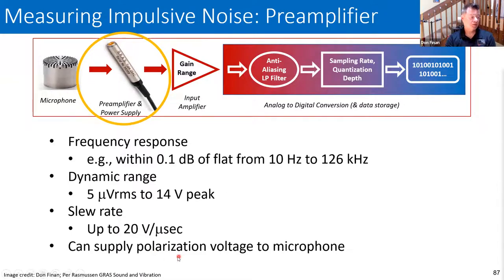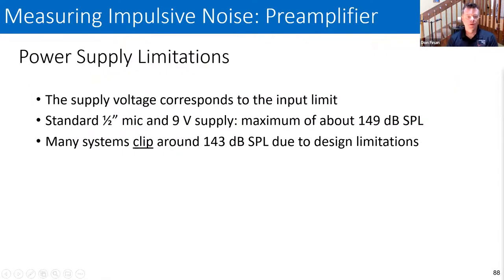And they have to be able to supply polarization voltage to the microphone if it's a non-polarized microphone. So, power supply limitations for that preamplifier. Turns out the supply voltage is going to correspond to the input limit of that system itself. So a standard half-inch mic that might come on a sound level meter and a 9-volt power supply, there would be a theoretical maximum of that microphone and preamplifier of up to about 149 dB SPL. It just couldn't physically go higher based on those limitations of the power supply and the microphone itself.